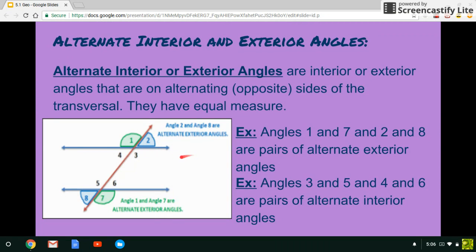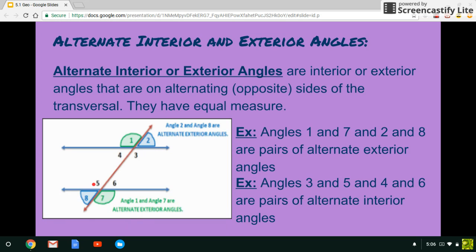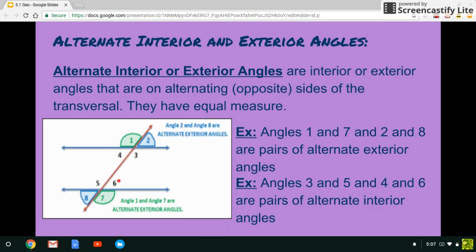And then we also have alternate interior angles. So angle 3 and angle 5 are interior. They're on the inside of the parallel lines, but they're also on opposite sides of our red transversal, so they are alternate interior angles. Same with angles 4 and 6. That's another pair of alternate interior angles.